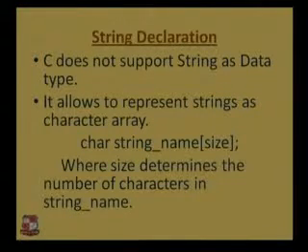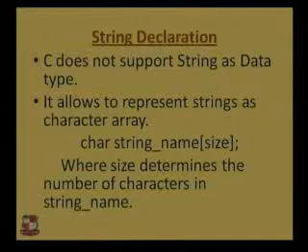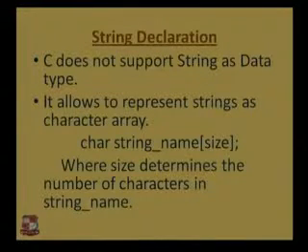Okay, so now string declaration. C does not directly support string as a data type. Like character and integer, an integer numeric value can be represented as an integer, a floating point value can be represented as a float data type, and a character value can be represented as a character data type in C, but a string data type is not available in C. So if we want to represent a string, C allows us to represent it as a character array.